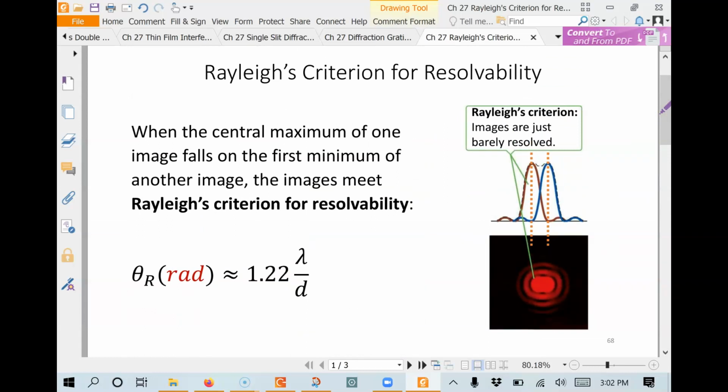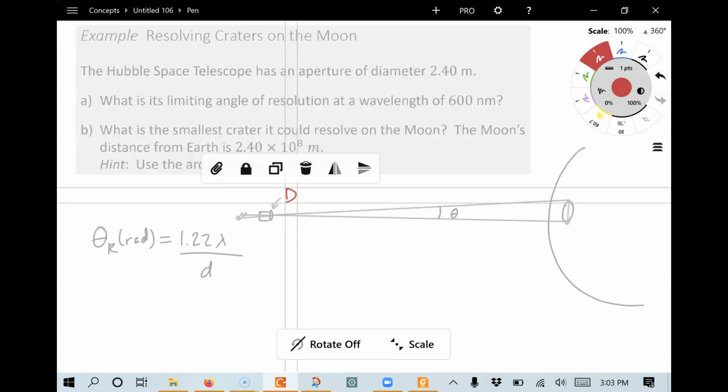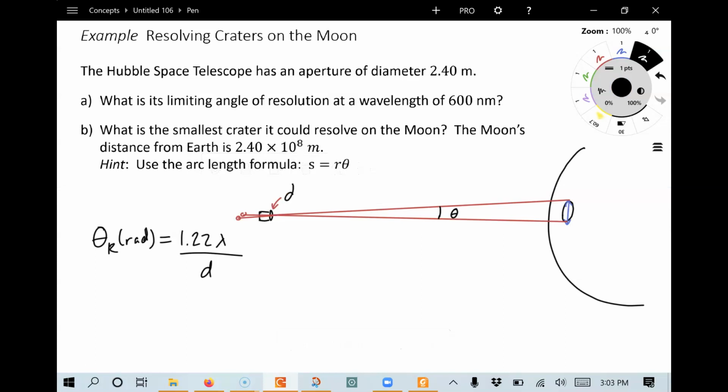This is his equation that tells us the minimum angle for resolvability. So let's go ahead and use that equation. Theta for Rayleigh, remember it's got to be in radians, equals 1.22 lambda divided by the diameter of the aperture or the lens. In this case, I should make this a lowercase d. That's the diameter of the Hubble telescope.